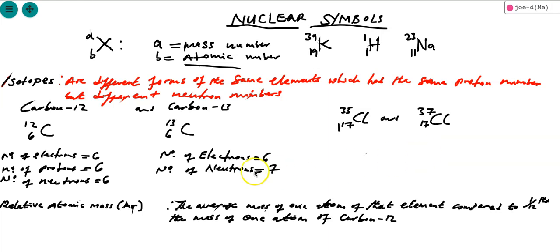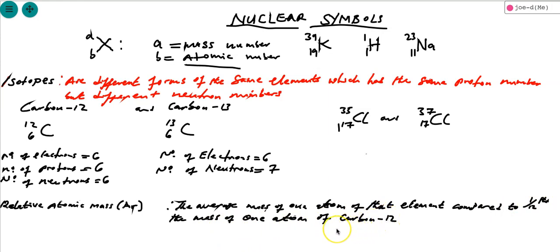Okay, now let's look at another key term that you have to know about atoms: relative atomic mass, which is represented by Ar. It is the average mass of one atom of an element compared to 1/12 the mass of one atom of carbon-12. Okay, the definition you must know: relative atomic mass is the average mass of one atom of that particular element compared to 1/12 the mass of one atom of carbon-12.